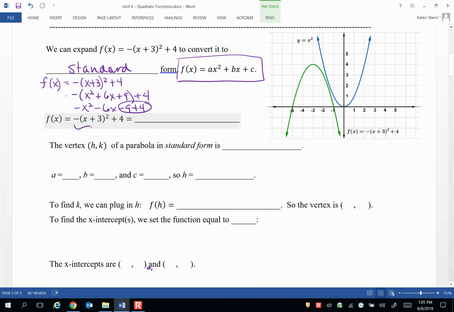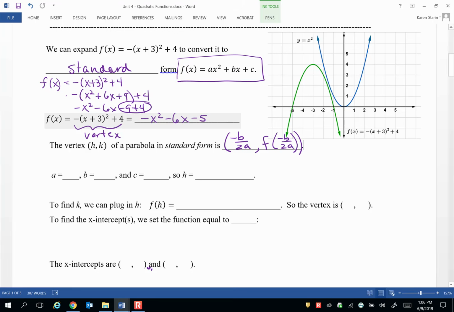So from vertex form to standard form would be negative x squared minus 6x minus 5. So the vertex (h, k) of a parabola in standard form can be computed this way. We have to take negative b over 2a from the standard form. The a, b, and c's are listed here in a moment. And then, of course, we have to plug that in to get the y coordinate. So negative b over 2a, f of negative b over 2a is the y coordinate.